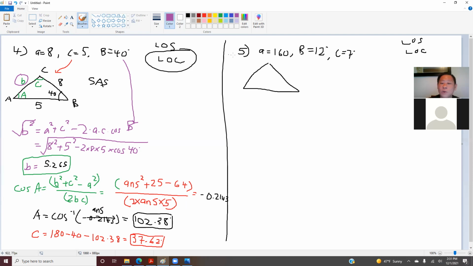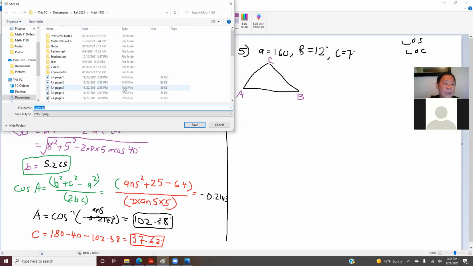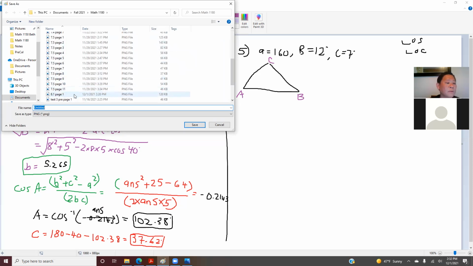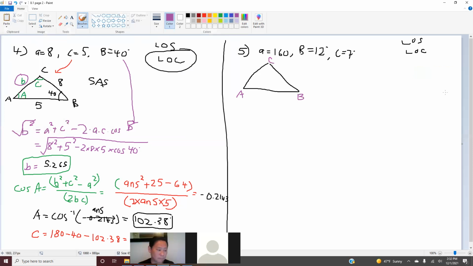All right. This is question 5. Given that a is 160, angle B is 12 degrees, angle C is 7 degrees. I want you guys to draw this picture and then tell me what kind of triangle this is. Is that AAS, SSA? There are so many different types, right? So you need to tell me what kind of triangle that is, and then after that tell me what law to use.